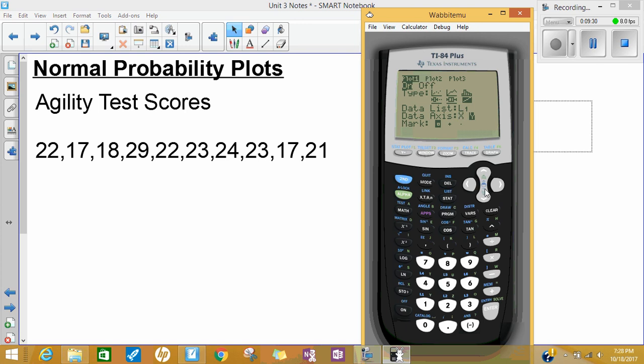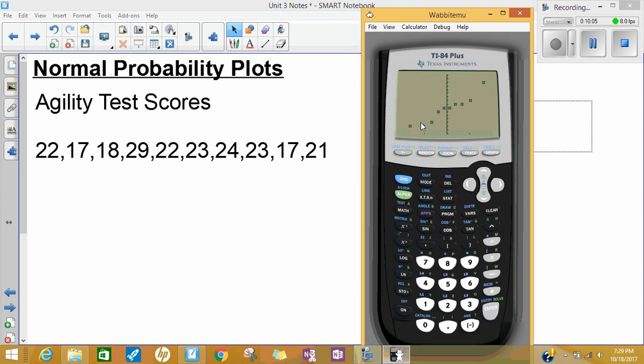And then you have to choose your correct list. And we're going to make the y-axis the data axis. So these agility scores that we have here, I think it was for boys in high school, are going to be our y-axis. And our x-axis is actually going to be z-scores. So then if we graph, and in order to see this, you should hit zoom stat. If this is a straight line, then we can say that our data is approximately normal.